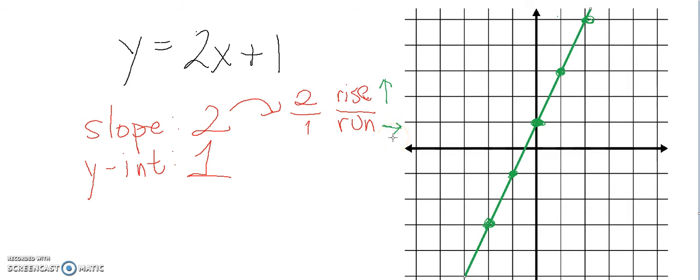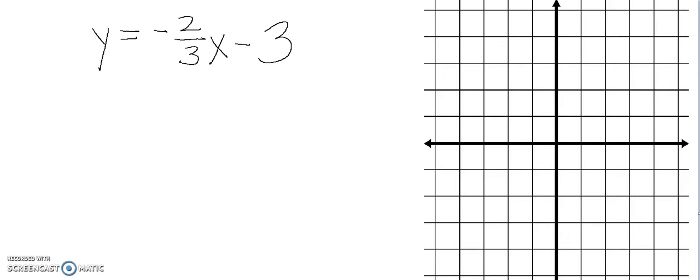So that's the basics of how you use these equations to graph. Let me run through another one real quick and make sure that you've got it. So let's look at this example, and very quickly I can determine that my slope, or my m, is negative 2/3 and my y-intercept is negative 3.